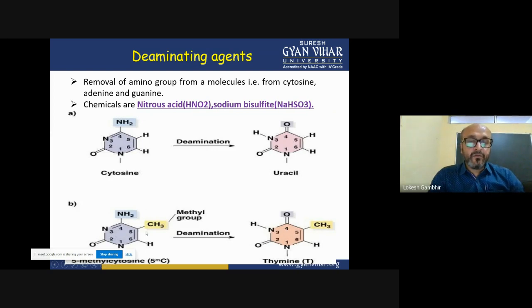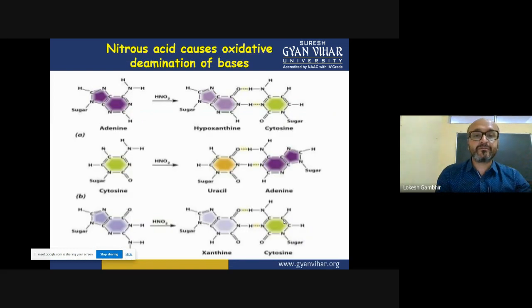Or if you remove the amino group from 5-methyl cytosine, it gets converted into thymine. So the 5-methyl cytosine, if there is a deamination, it converts into thymine. So if a simultaneous reaction of methylation as well as deamination is performed, then you will see the cytosine is converted into thymine and the mutation is induced. This is how the complete change is brought about by the nitrous acid.